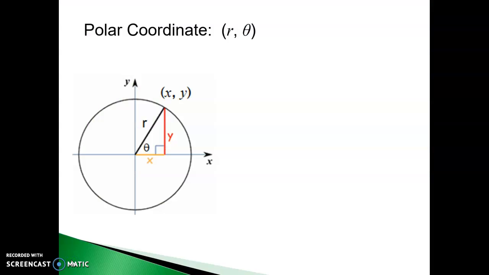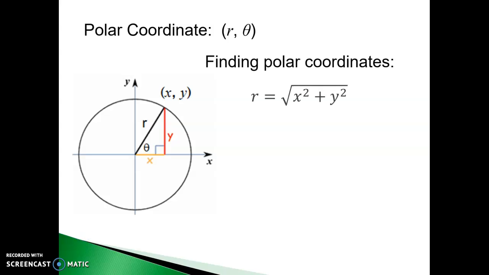So now let's talk about going in the reverse, where we are looking for the polar coordinate instead. And so what that means is we're going to be looking for r and looking for theta with respect to x and y. So looking at it as a right triangle, we see that x squared plus y squared is equal to r squared. So if we just want r, we would take the square root of both sides.